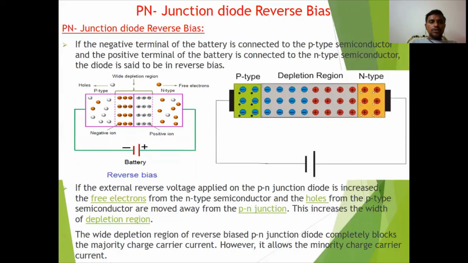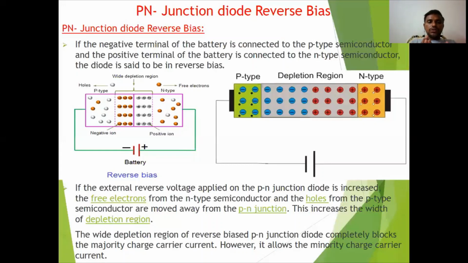By leaving them, the holes will be attracted towards the negative terminal, and the electrons will be attracted towards the positive terminal, and the remaining donor ions here will stay as they are. They are immobile ions, and they will be present there itself, and here also we have acceptor atoms. So because of this reverse bias, the electrons are attracted towards the positive terminal, leaving the immobile ions there, and at the same time the negative terminal attracts the positive holes.